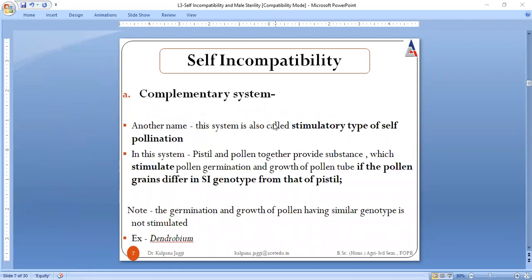This is very important, and kindly listen carefully. In complementary, that means something is complementary to each other. Another name for this complementary is stimulatory type of self-incompatibility. Very important. Here, what is happening? This type is on the basis of interaction between the pollen grain and the pistil.